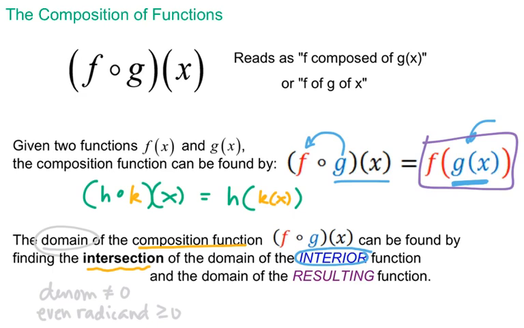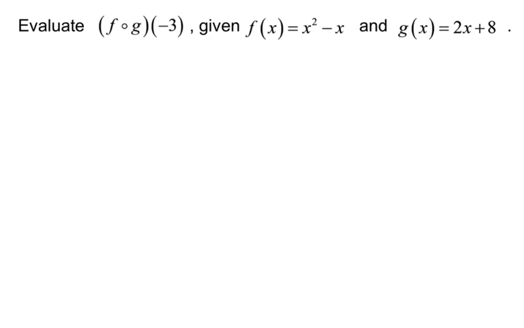The first one we're going to evaluate. So we're going to plug a number into a composition function. In this example, we are asked to evaluate and determine what f composed of g of -3 is, given the f of x function is x squared minus x, and the g of x function is 2x plus 8. So I'm going to use some color here. We have f composed of g, and then we're going to plug in -3 for those x values.